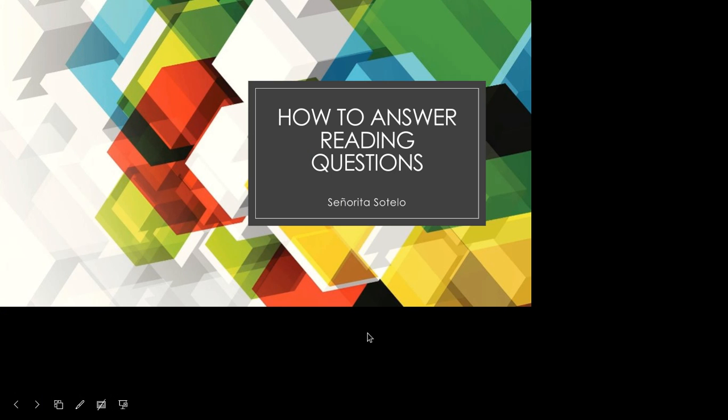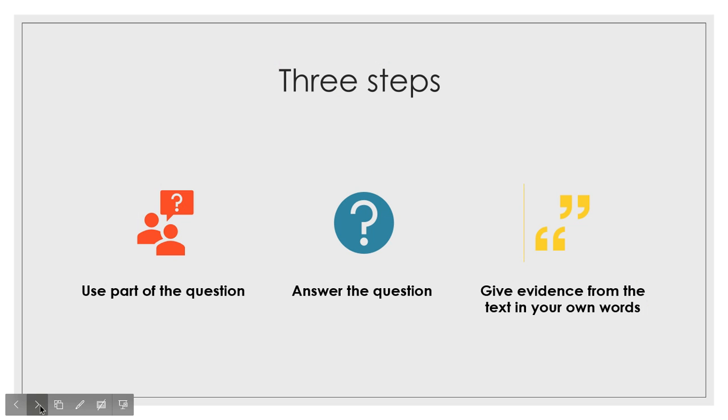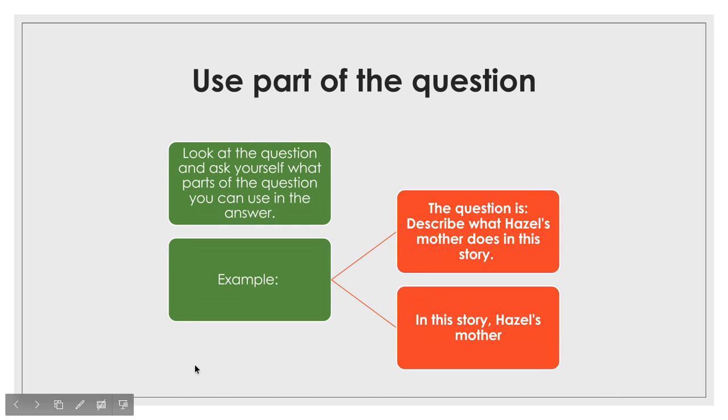Let's review how we answer reading questions based on a text. There are 3 useful steps. Number 1, use part of the question to start writing your answer. Number 2, answer the question. And of course, give evidence from the text in your own words. Let's see what that looks like.